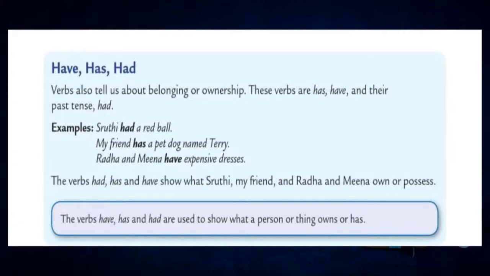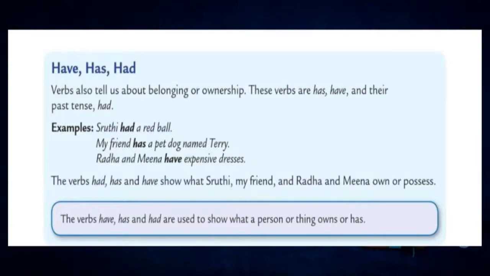Verbs also tell us about belonging or ownership. These verbs are has, have and their past tense had. So verbs has, have, had are used to show what a person or thing owns. It means these verbs also tell about belonging or ownership. Look at the examples here. Shruti had a red ball. My friend has a pet dog named Terry. Radha and Meena have expensive dresses. The words had, has, have are verbs that tell about belonging or ownership.